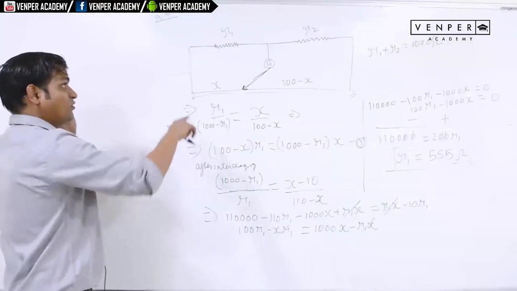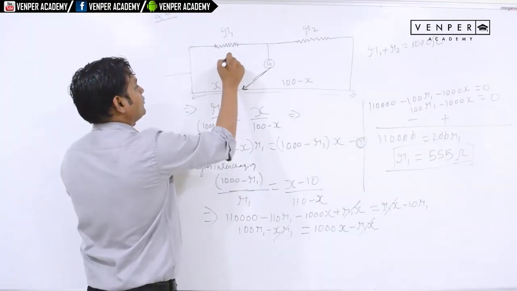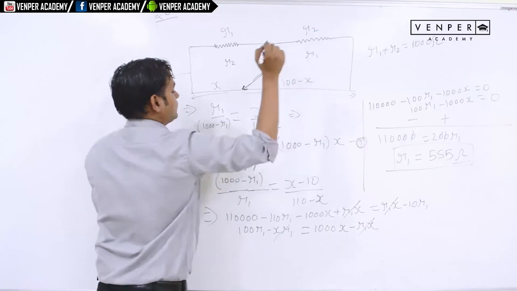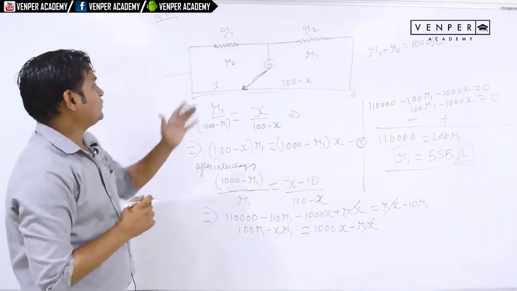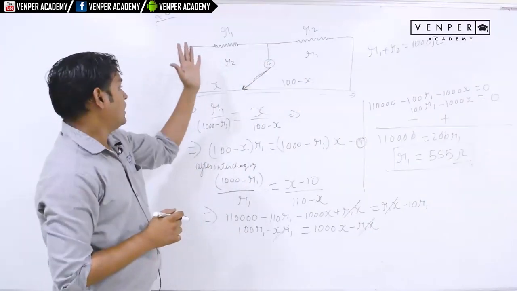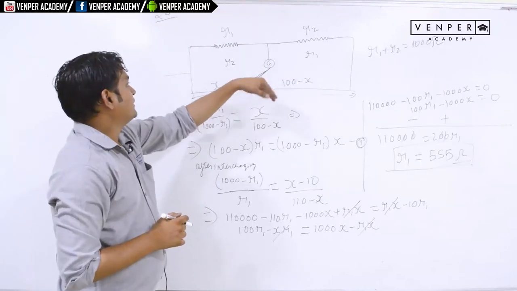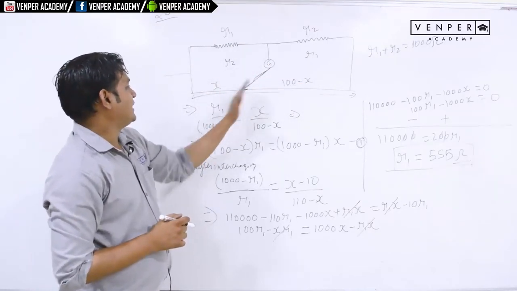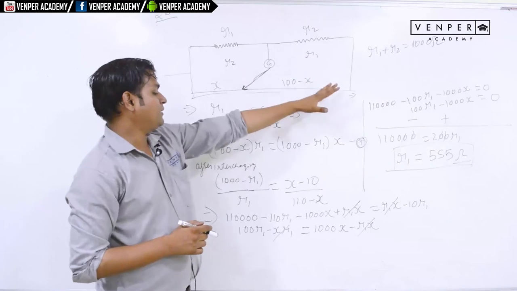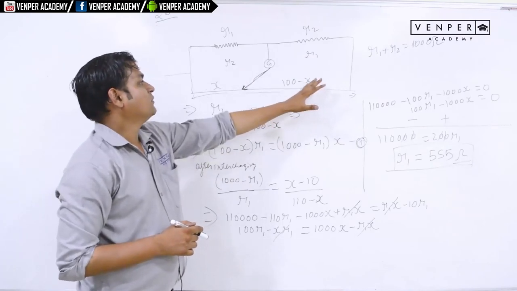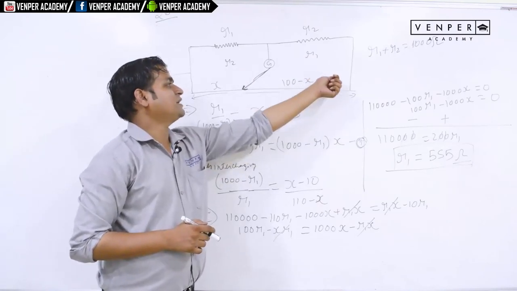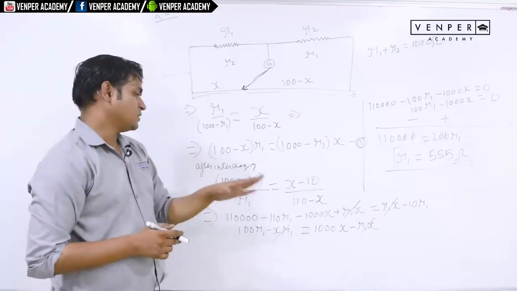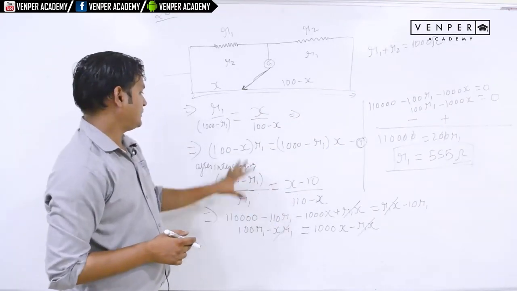Clear? Second, when you are interchanging, here now it is R2, and here it is R1. So R2 upon R1 is equal to what? That changes to X minus 10 upon 100 and 10 minus X, because here again you have to subtract minus 10, so minus minus will become plus. So this result you will get.